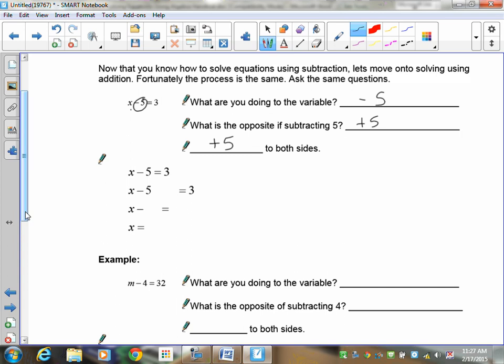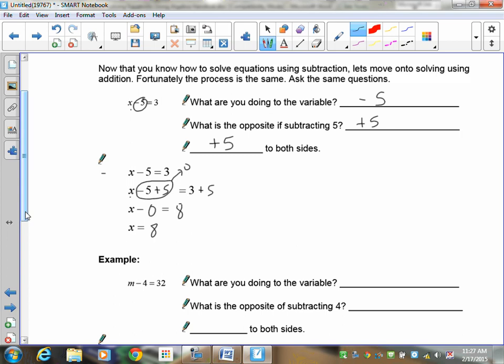So I've got my x minus 5. There's my equation. And now I'm going to take and add 5 to both sides. The reason I'm adding 5 is I need this to go away, become a 0, so that I have the x by itself. So that becomes a 0. 3 plus 5 is 8. So that means that x is equal to 8.